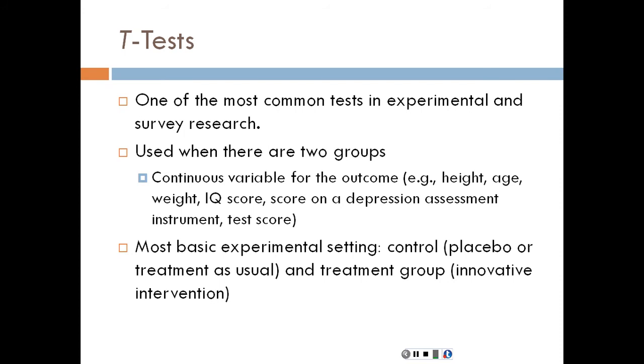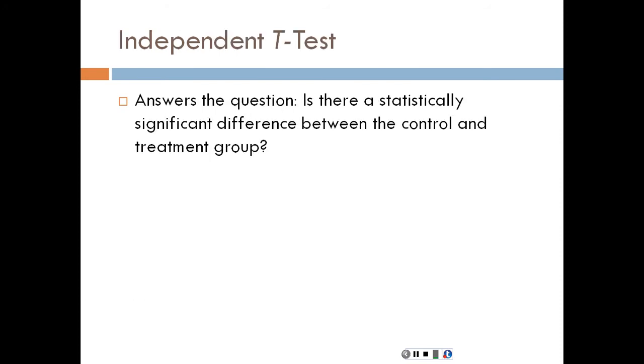And then you can use t-tests to determine if there are any significant differences in their reading scores. This would tell you if this reading program significantly impacted their reading scores. So basically, an independent t-test will answer the following question. Is there a statistically significant difference between the control group and the treatment group?